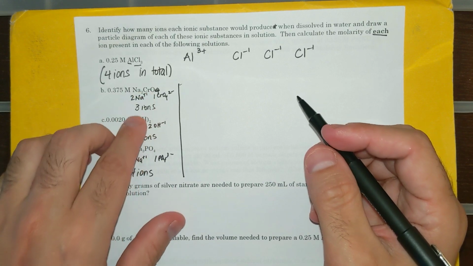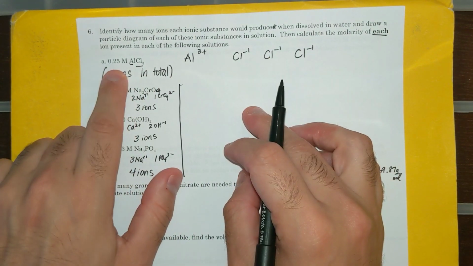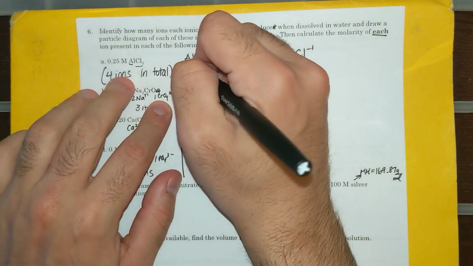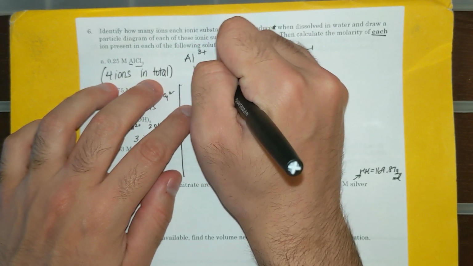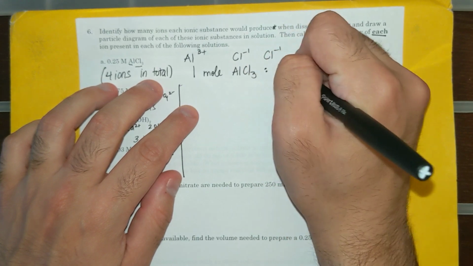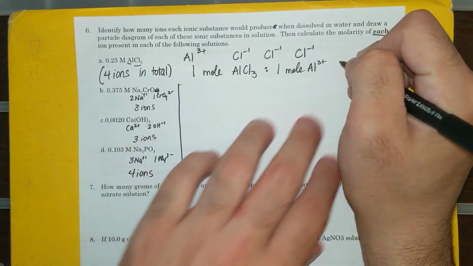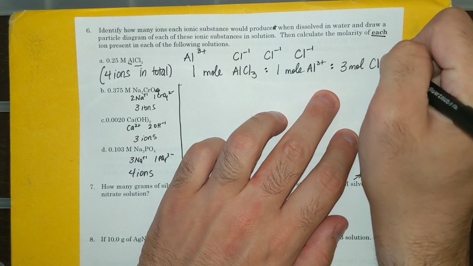Okay, so I already gave you the answers for these. And now I'm going to show you how we're going to do a bit of math where it wants the molarity of each ion present. Well, I gave you 0.25 molar AlCl3. For every 1 mole of AlCl3, there is 1 mole of Al3 plus, and there are 3 times as many moles of Cl minus.